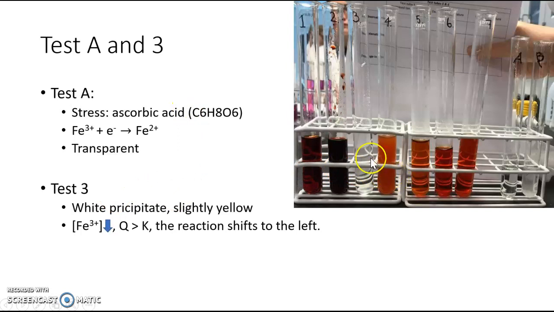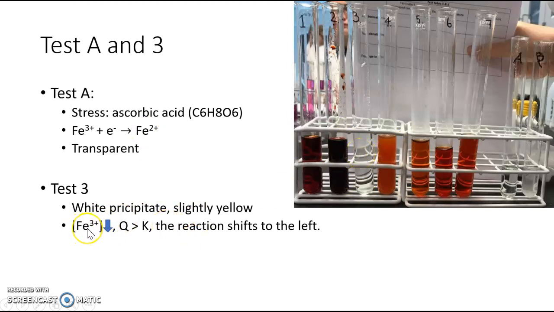So in test 3 we still added ascorbic acid into the equilibrium solution we had from before, and what we observed was that we had this white precipitate. It's hard to see in this picture, but there was this slight white precipitate, and it was slightly yellow. That is due to the fact that when we add the ascorbic acid, it reacts with the iron 3 ions, and becomes slightly transparent. But what it doesn't react with is the thiocyanates, which are still in there, and they have a slight yellow color. And that's what we see in the experiment.